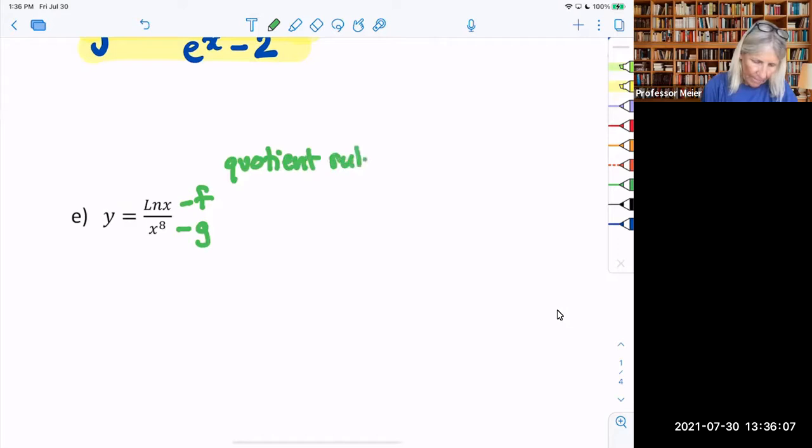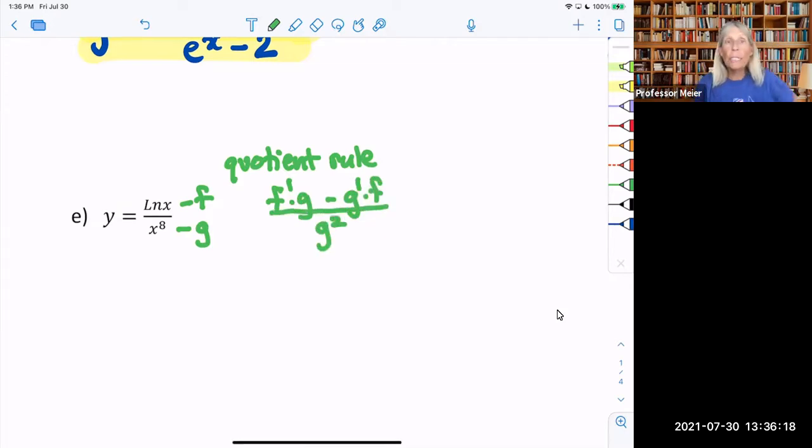No way of getting around it. So again, for myself, I use f prime times g minus g prime times f over the bottom part squared, over g squared. So that's how I'm going to approach this. Okay, so here goes, big quotient rule coming up. So y prime is going to equal.